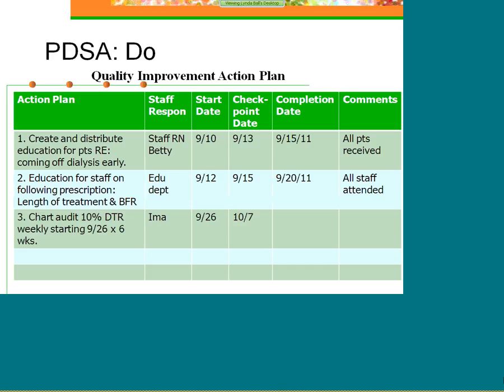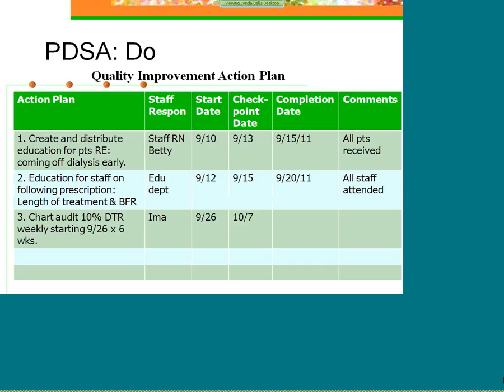And then number 3, Ima said that she's going to do a chart audit. She's going to do 10% of the daily treatment records each week, starting on 9/26, and she's going to do it for 6 weeks. So her start date is 9/26. Her checkpoint date is 10/7. All right, and so you can see it's not completed yet because today is the 7th. So she's checking in today to see how well she's been able to get through the audit.